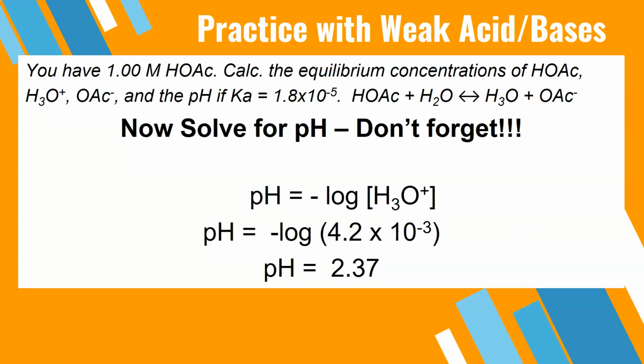Now compare that to if all of this had dissociated. If the entire thing was strong and it all came apart, instead of this little teeny tiny amount and a pH of 2.37, your pH would be 0. That'd be crazy, right? That's way different than this. So while this is a pretty low pH, it's still not nearly as low as it could have been because this is weak, not much dissociates.